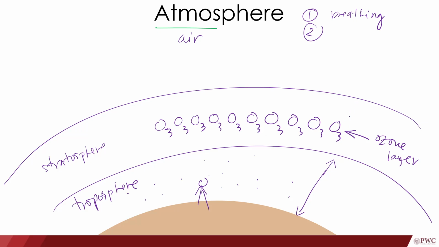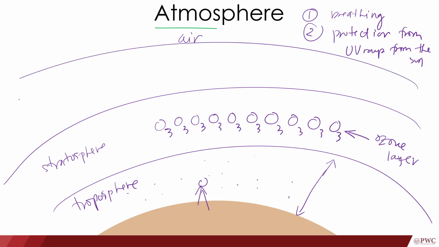So that's another importance of the atmosphere. It protects us from harmful UV rays from the sun. And again, that's because of the ozone layer, and the ozone layer can be found on the second layer, which is the stratosphere. The next layer is the mesosphere.